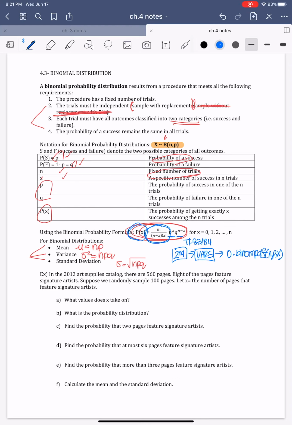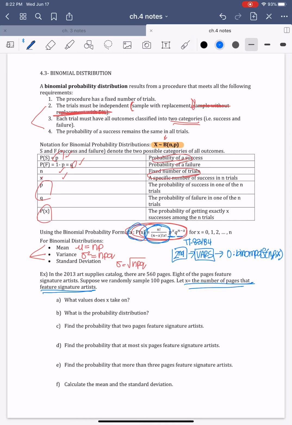Okay, so let's actually use this next example and learn how to calculate the binomial probability formula. Example: in a 2013 art supplies catalog, there are 560 pages. 8 of the pages feature signature artists. Suppose we randomly select 100 pages. Let X be the number of pages that feature signature artists. Fortunately, this time they give you what the X value is.